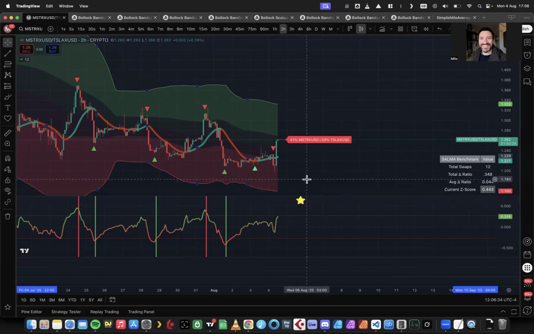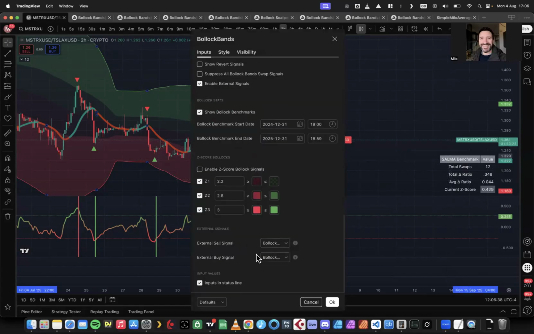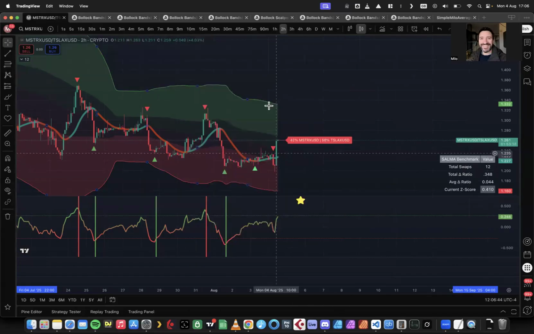There were basically the two or three things I wanted to mention. First one is, you can now import the signals coming from other indicators into Bollock Bands. Also, as far as I can tell, it's best to use this indicator on the 2 hour rather than the 30-minute chart. And it's good to use it in conjunction with Bollock Bands, so you ignore certain signals when they're not in the right Bollock band, and all that good stuff.